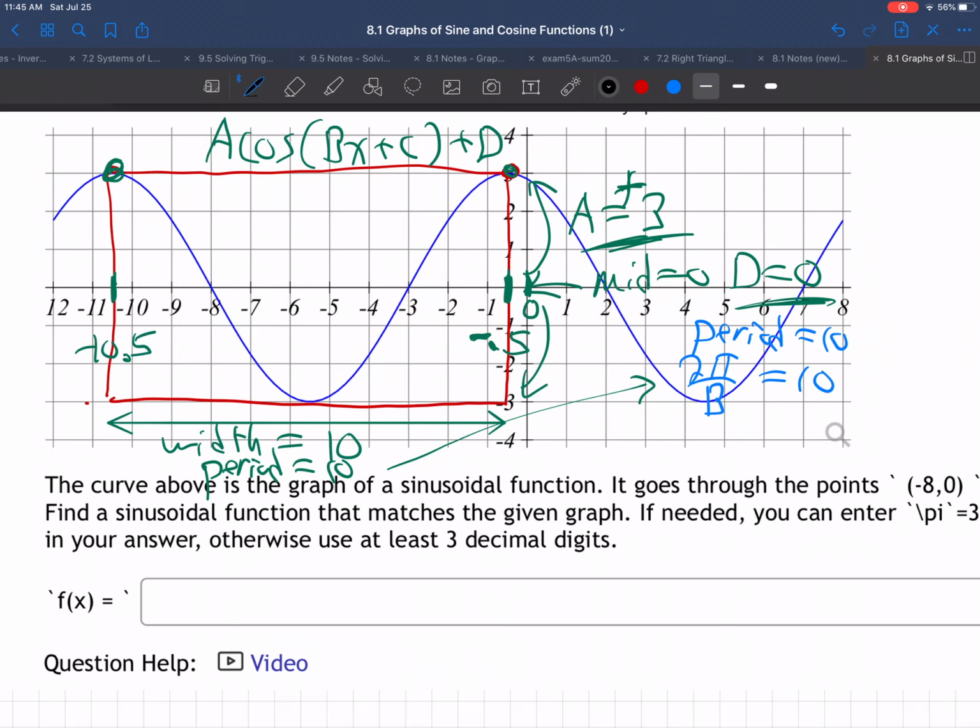All right, solve that equation for B. Put this over 1, diagonal, cross multiply. 2 pi times 1 is 10B. So that means 2 pi is 10B.